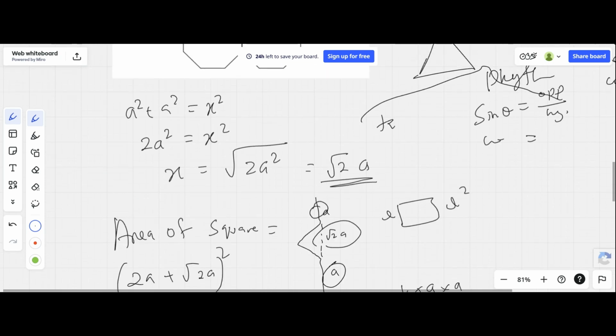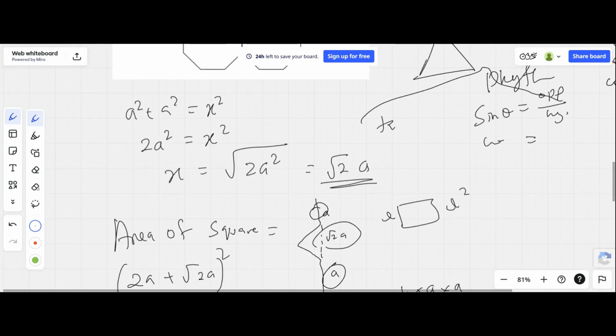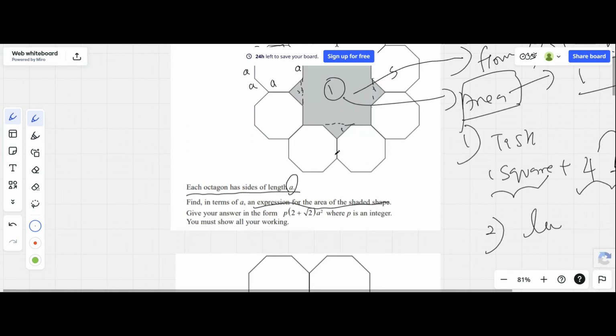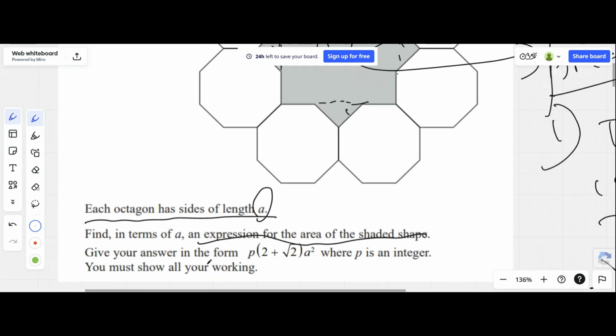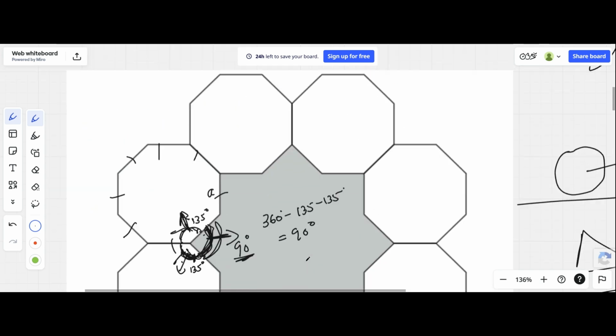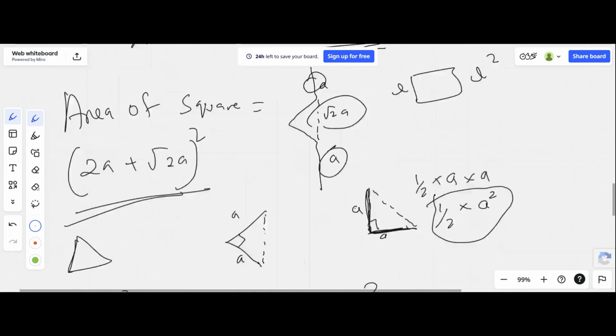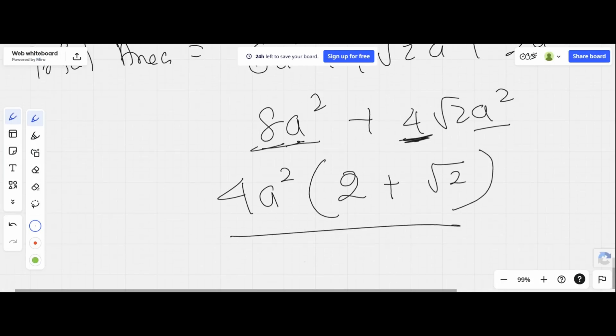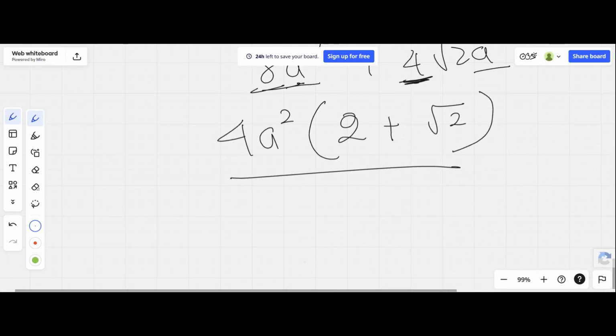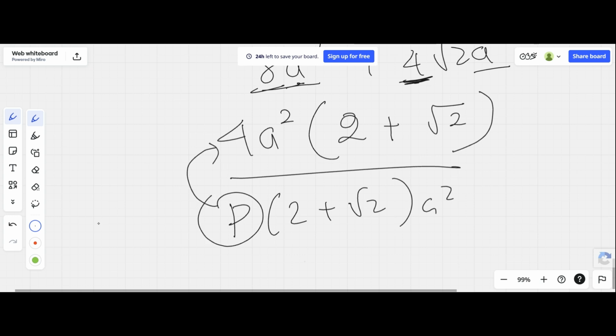Okay, we'll see the question. 1 minute. Okay, sorry. So give your answer in the form p bracket 2 plus root 2 a squared. So you see here, this is what we got. In the question they have said to get the answer like this. So what is p here? The p is 4 here. So you have to write p is equal to 4.